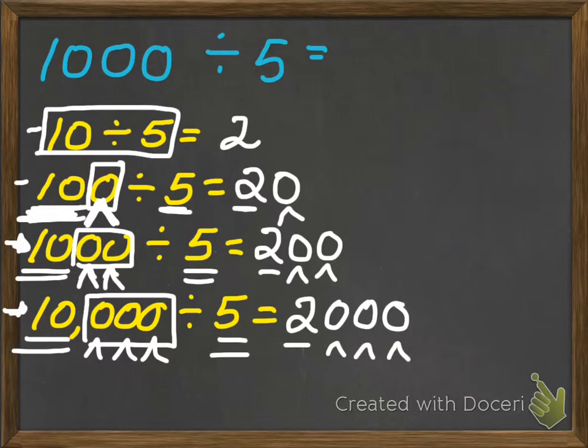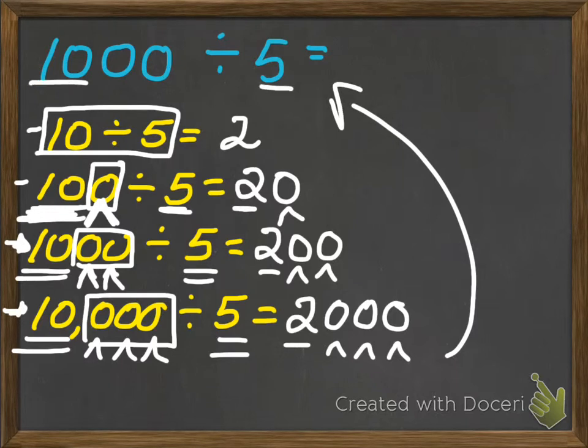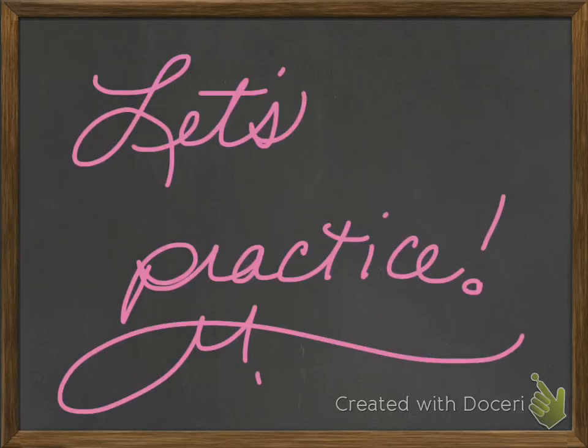Okay, so now I'm going to go way back up to the top problem. 1,000 divided by 5. I'm going to underline the fact family problem. 10 divided by 5 is 2. Then I annex my 2 zeros and add them back onto my answer, and I get 200. Okay, so I didn't have to use long division to figure this out. I could do this mentally in my head for the most part. So let's practice a few.